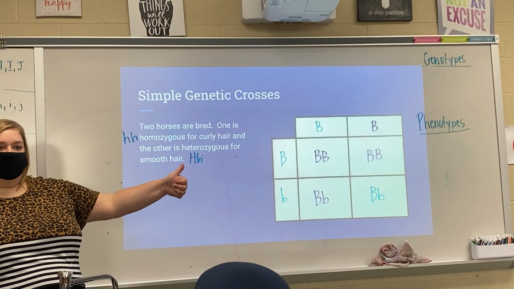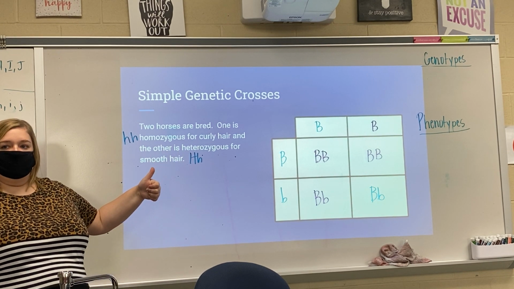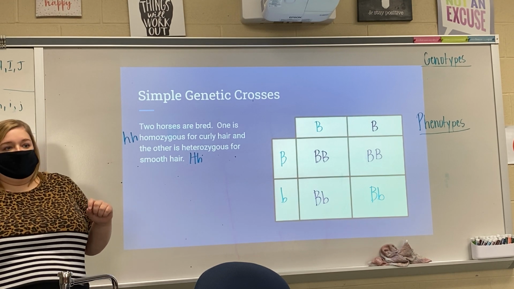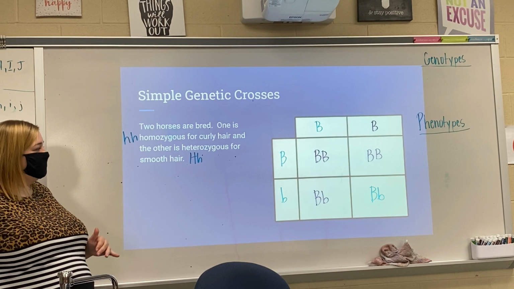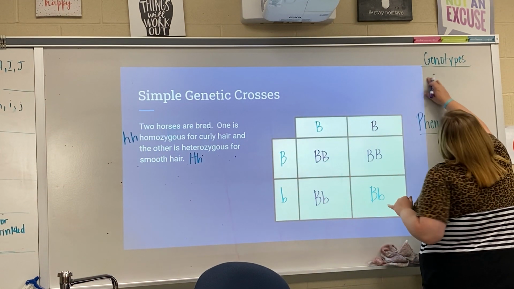How do we feel? Ready to move on? All right, what do we do first? We have to do our genotype. So it's like making a grocery list. What do I have?